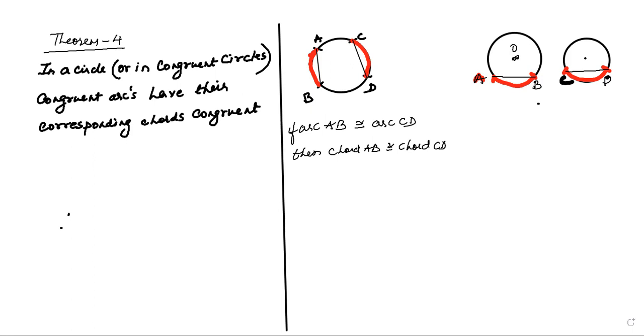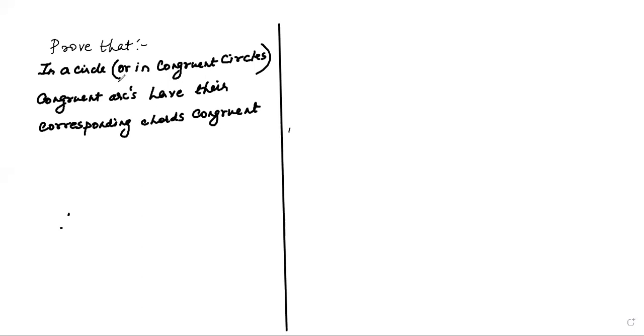Now suppose it comes in your exam like a question. In your exam, it comes like this: Prove that in a circle or in congruent circles, congruent arcs have their corresponding chords congruent. In a circle or in congruent circles, either you take one circle or you take congruent circles, your choice. Congruent arcs, मतलब arcs congruent है. You have to show they have their chords congruent. Got it?